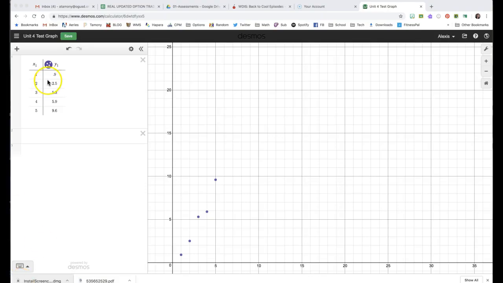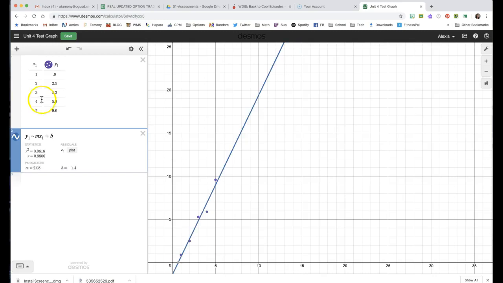Okay, so I have my data in Desmos in a table. So I need to figure out what my least squares regression line is. So this data is y1 and x1. So we're going to go y1 squiggle m x1 plus b. Looks like it's a pretty good fit with a linear model. Okay, looks like our r squared is 0.96, our r is 0.98. That's a very strong correlation.